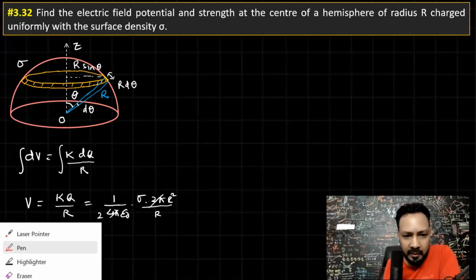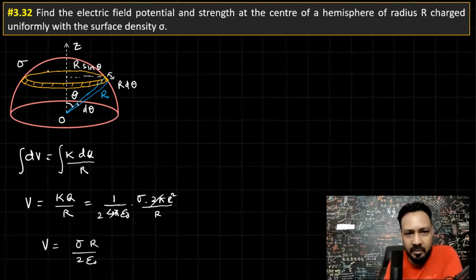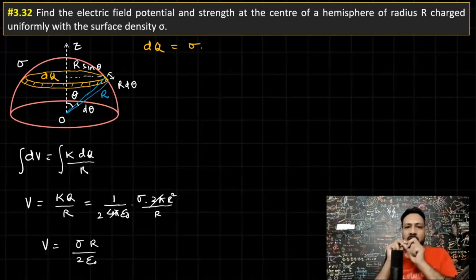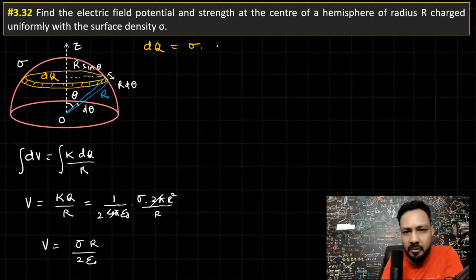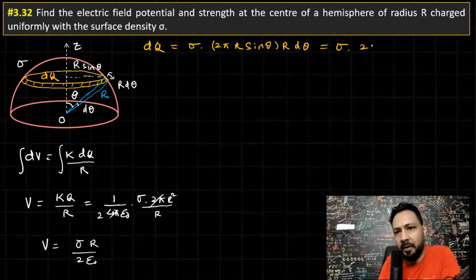So I want to calculate first the charge on this ring. Suppose this ring has a charge, say dq. So this dq would be sigma, surface charge density, into area. For the area of the ring, you just cut this ring and straighten it. The length of the ring will be 2 pi r sine theta and the width is r d theta. So the charge on this element ring is sigma into area, and area is 2 pi r sine theta multiplied by r d theta. So that is sigma 2 pi r square sine theta d theta.